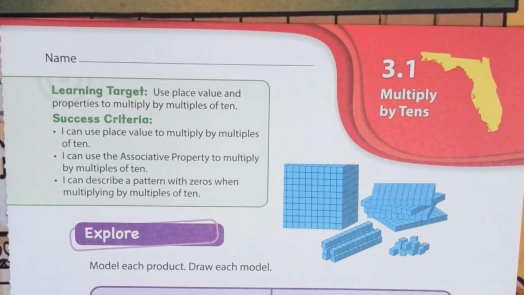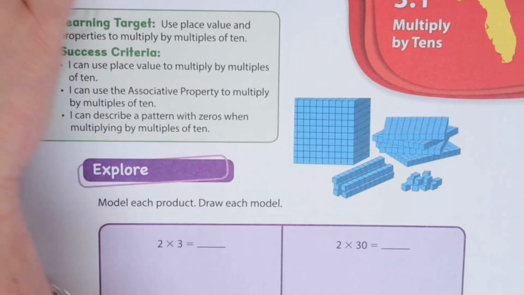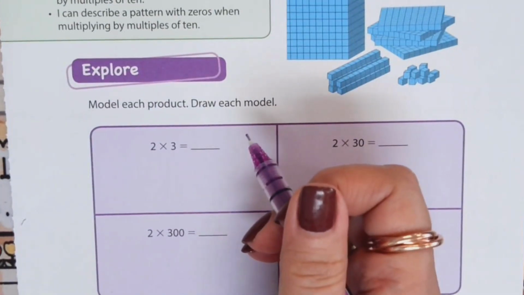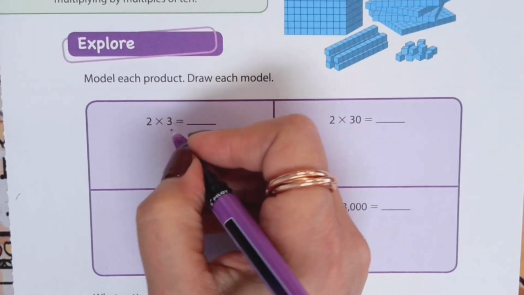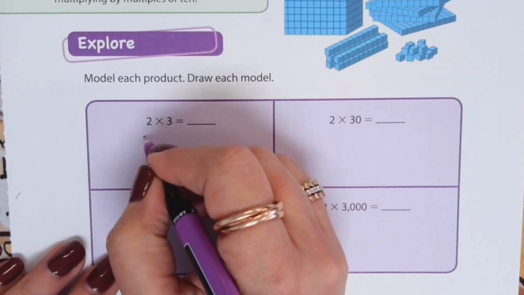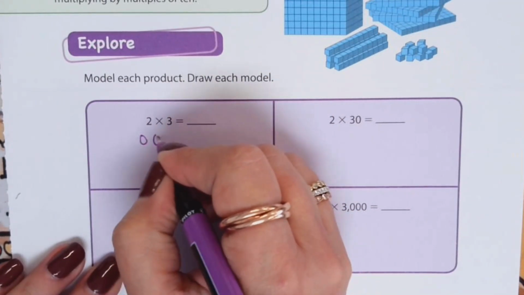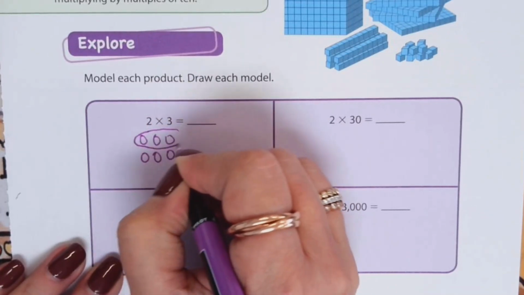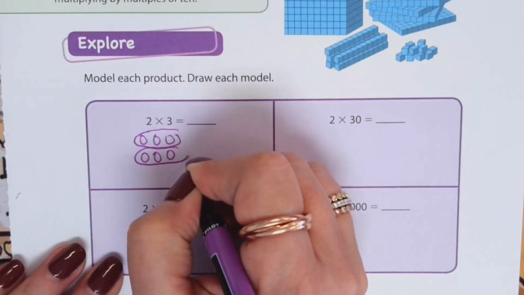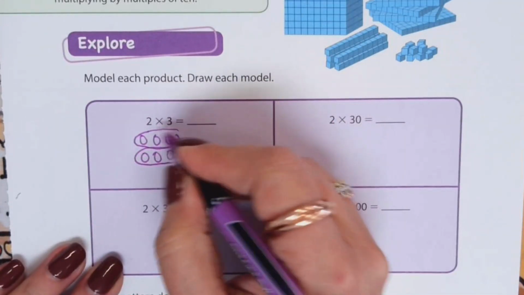Here we have 2 times 3, and it's asking you to draw a model. We're not going to draw models, boys and girls. By now we know what 2 times 3 is, right? Meaning 2 groups of 3. But let's say that we were to draw a model: 2 groups, 3 in each, right? What is 2 times 3?